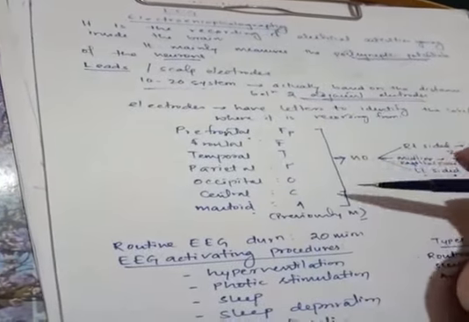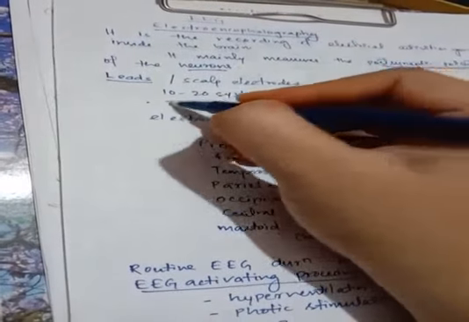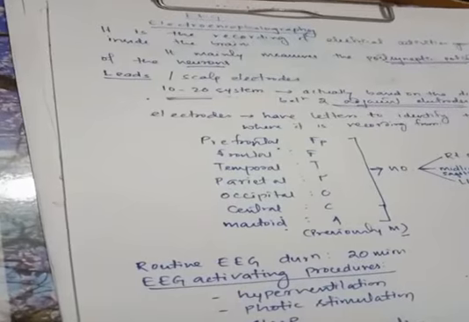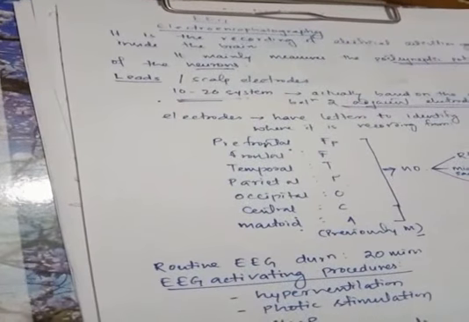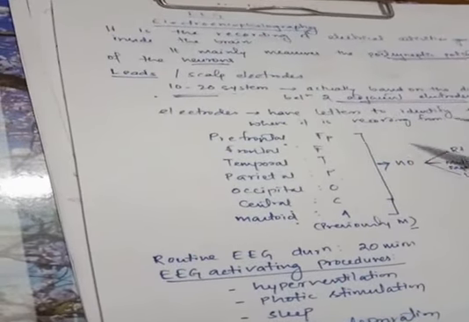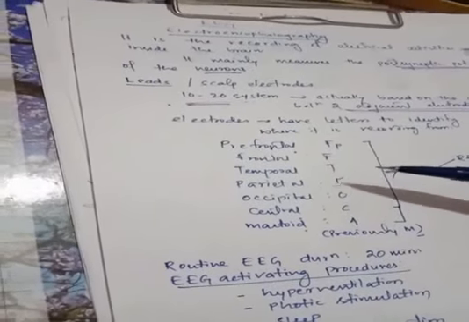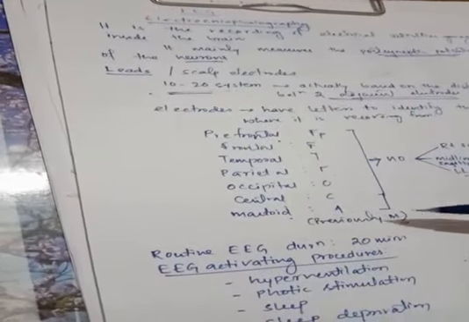The electrode locations and the naming are based on a system, that is the 10-20 system. Actually, this is based on the distance between two adjacent electrodes. The electrodes have letters to identify the lobes or area where it is recording from. Like prefrontal has Fp, frontal F, temporal T, parietal P, occipital O, central C, and auricular A.